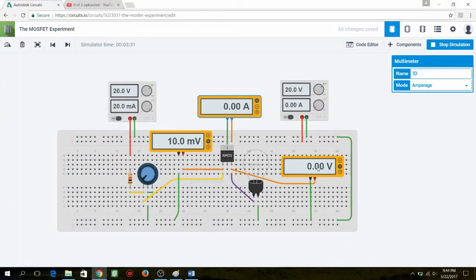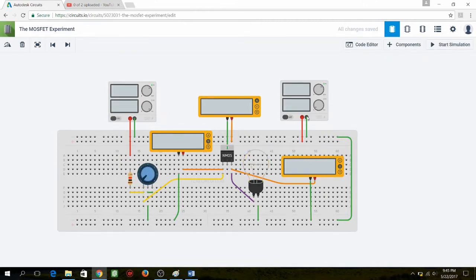So this is your drain current and this is your load voltage. The value here should be 5 kilo ohm, so you just click on it here. Okay, so 5 kilo ohm. Now let us start the experiments.